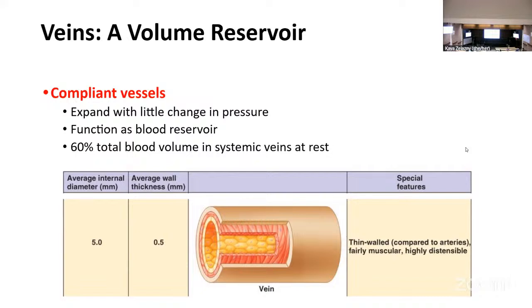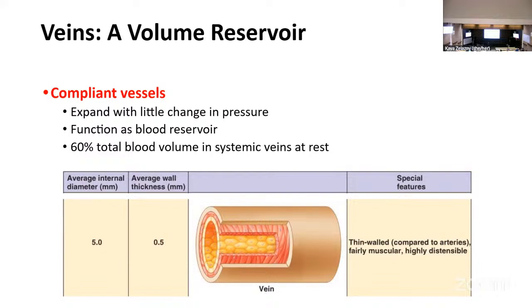One of the big purposes of veins is to hold most of your blood. So we think about them as a volume reservoir. They help you maintain blood volume. We'll see on a pie chart, I think the next slide, they're holding most of the blood in your body, the majority of it. One of the reasons they can do this is they're highly compliant.